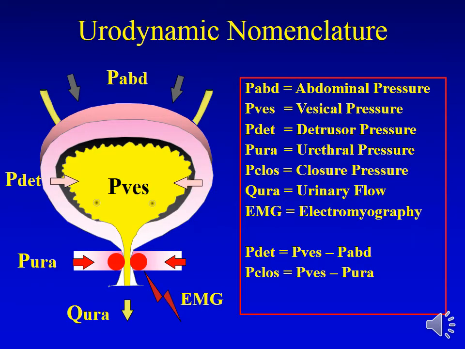Now, in urodynamics, we need to know certain nomenclatures used, the various types of pressures, which are intra-abdominal, vesical, detrusor, urethral pressure, and urethral closure pressures. We need to know what is Qura and Qmax, which is maximum urinary flow. We need to know what EMG is, and we need to understand the fact that detrusor pressure is a subtraction of intra-abdominal pressure from intravesical pressure, and the closure pressure of the urethra is a subtraction of the intravesical pressure from the urethral pressure.